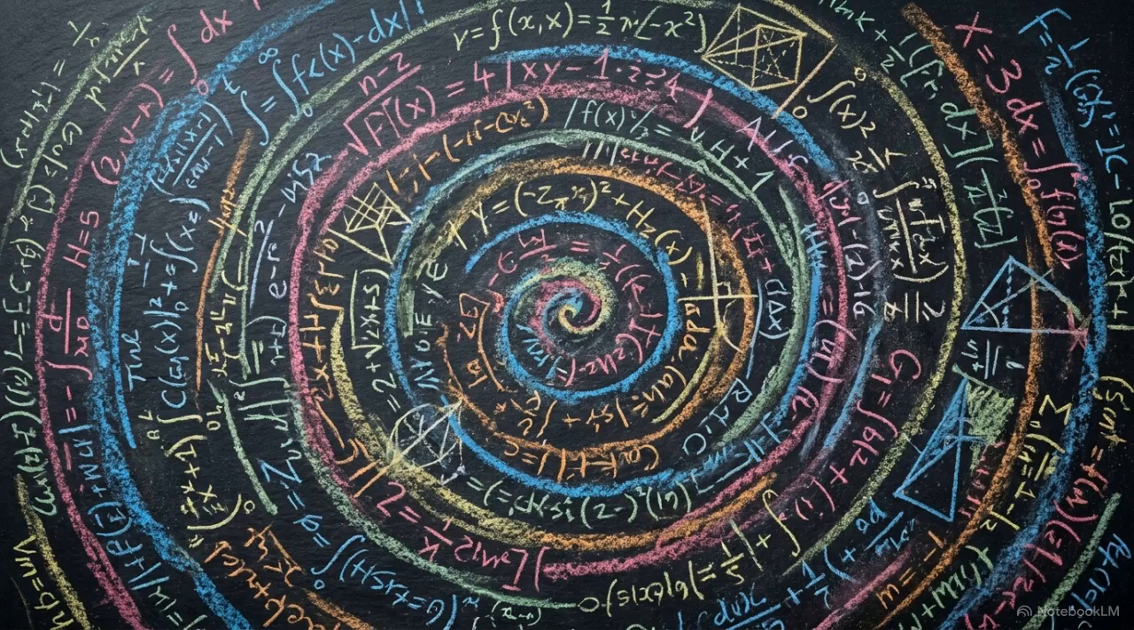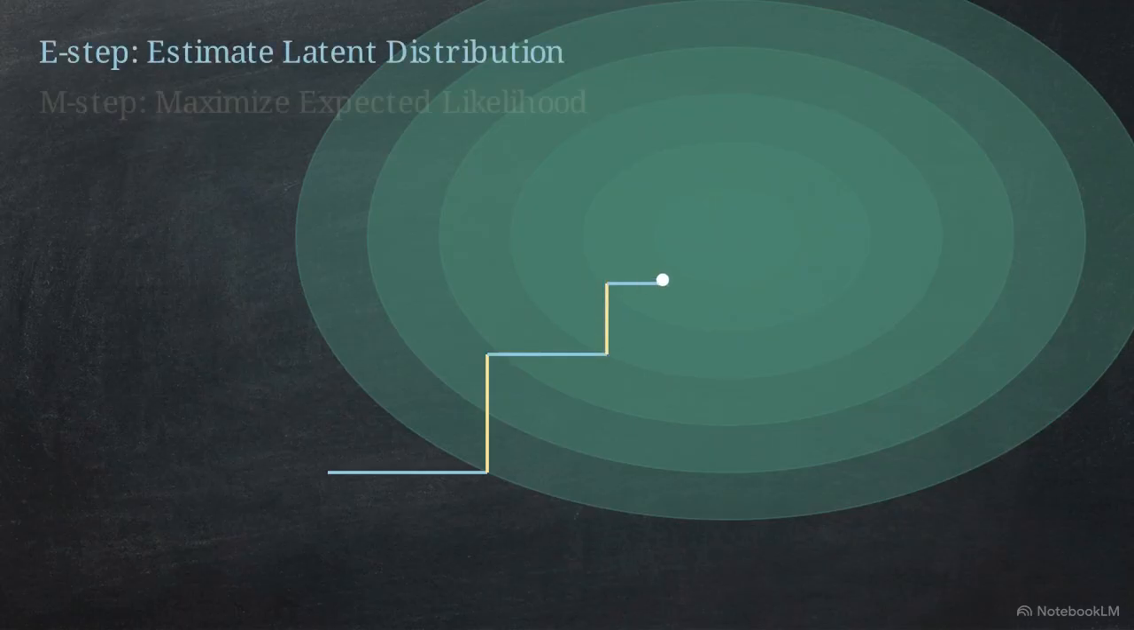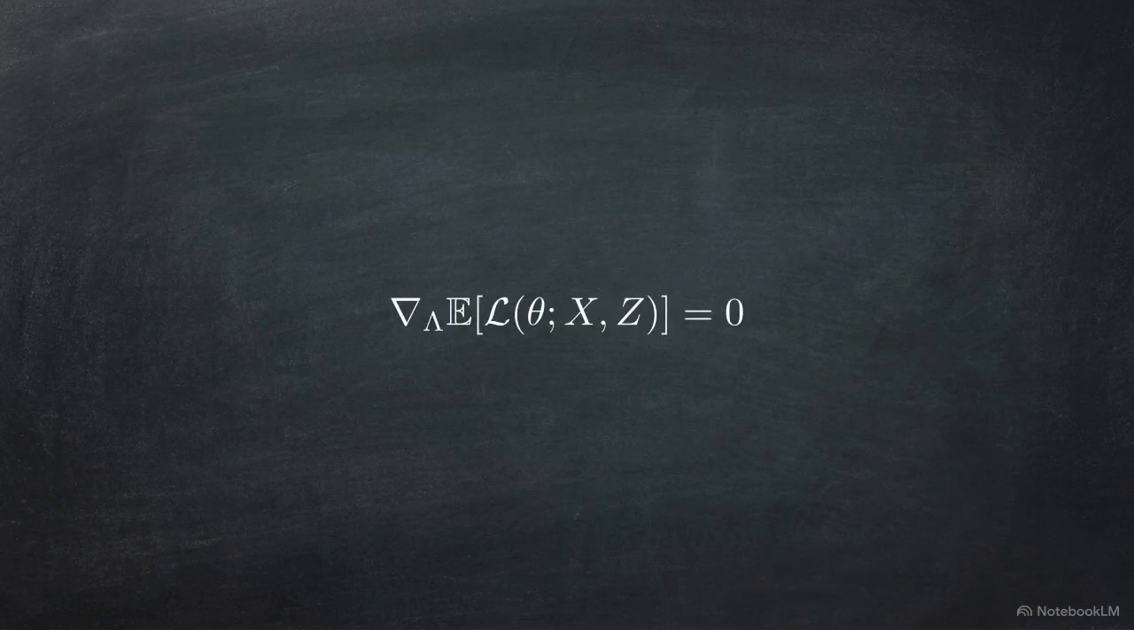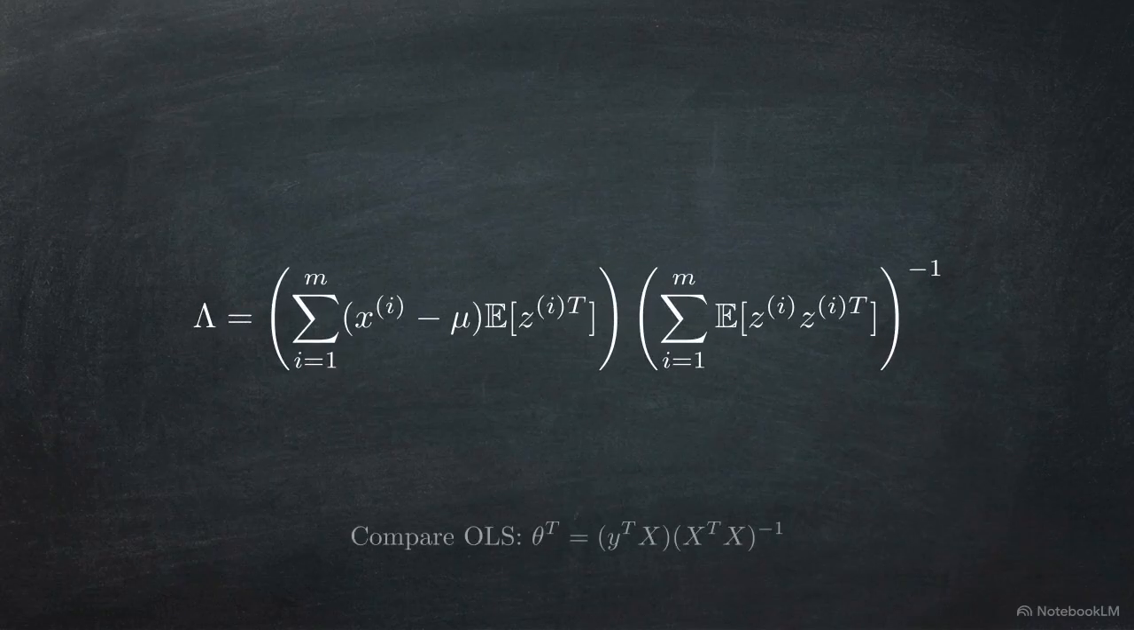Directly maximizing the log likelihood of this marginal distribution is analytically impossible, as there is no closed-form solution. Instead, we use the Expectation-Maximization, or EM, algorithm to iteratively fit the parameters to our data. The E step estimates the distribution of the latent variables, while the M step updates the parameters to maximize the expected likelihood. Solving the M step for the transformation matrix involves complex matrix trace derivatives. The final update equation for lambda resembles the normal equations used in standard least squares regression.